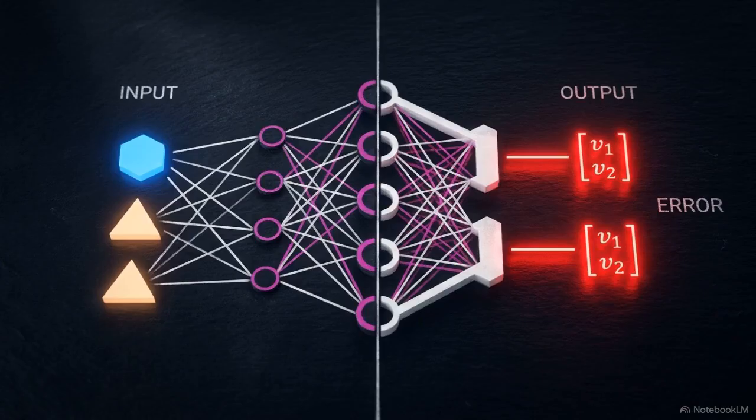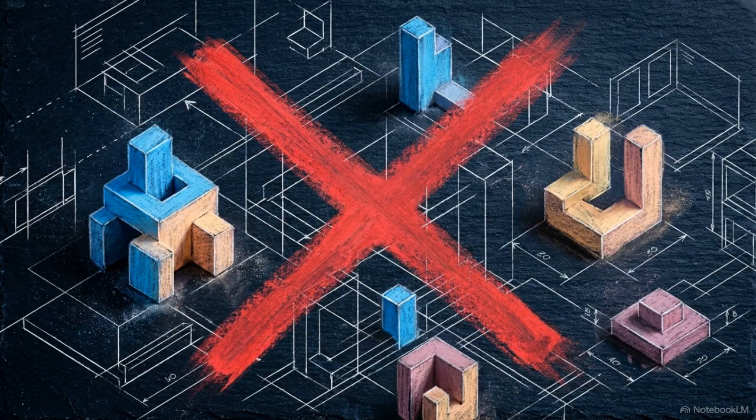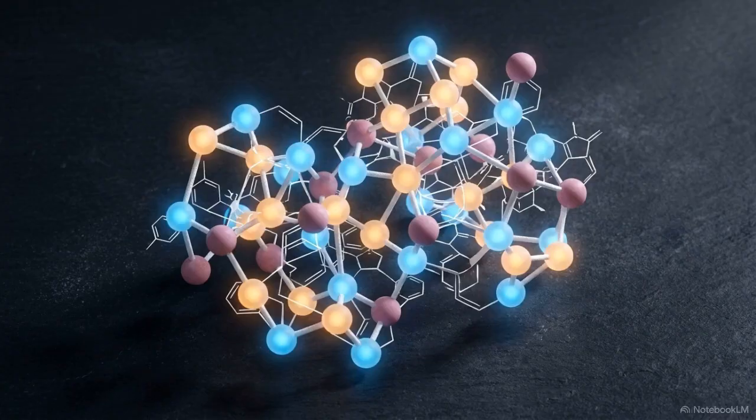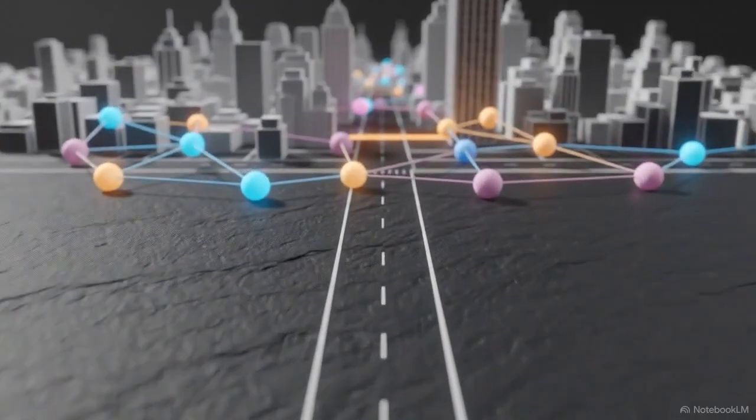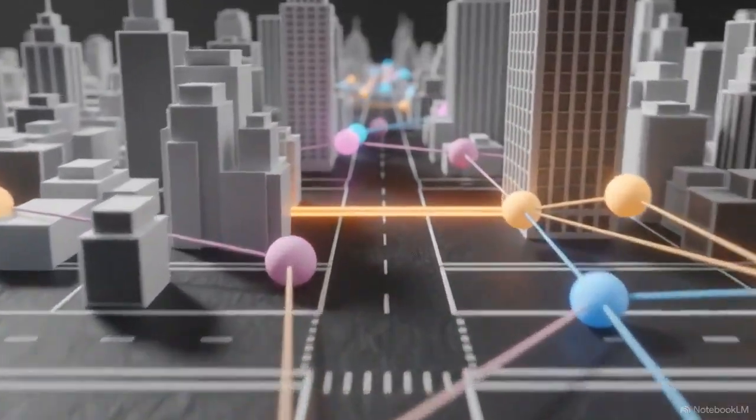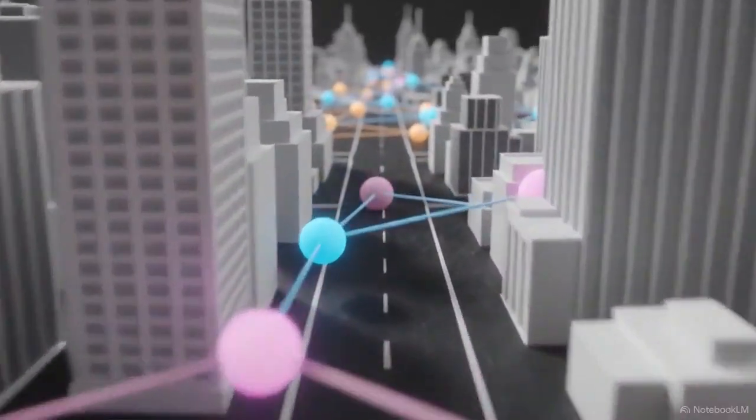If a model cannot distinguish a hexagon from two disjoint triangles, it cannot accurately model complex molecular bonds or financial transaction networks. Solving this structural blindness is a strict prerequisite for deploying graph representation learning in the real world today.